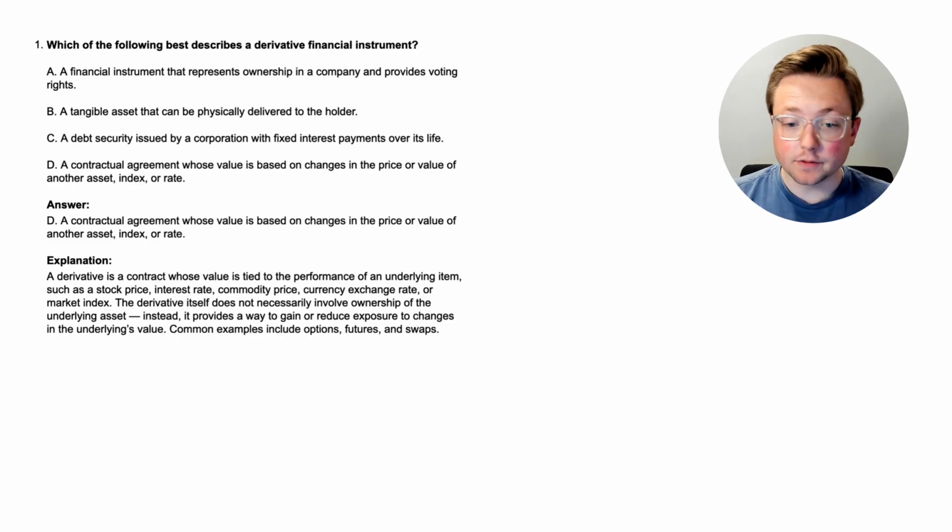The derivative itself does not necessarily involve ownership of the underlying asset. Instead, it provides a way to gain or reduce exposure to changes in the underlying asset's value. Common examples include options, futures, and swaps, and we'll talk a little bit more about that further in the video. But again, the idea here is that the derivative's value is actually based on the value of the underlying item, and the whole point of it is to gain or reduce exposure to changes in the value of that underlying item. So with that, we learned the basic definition of derivatives. Now let's go to the next question.